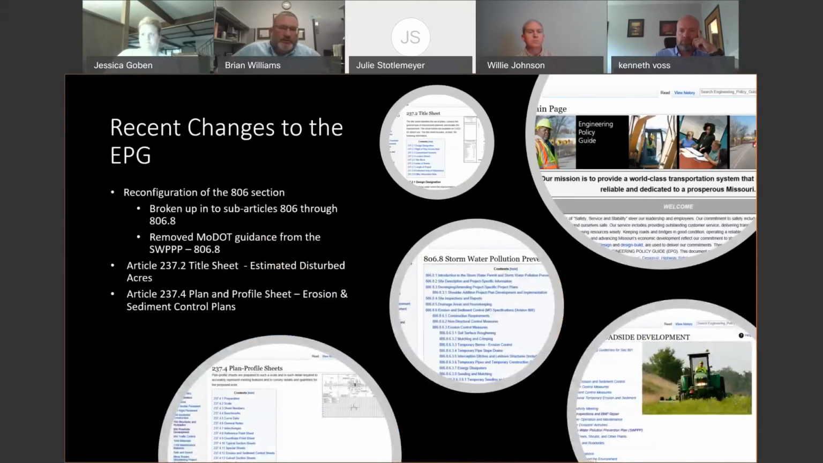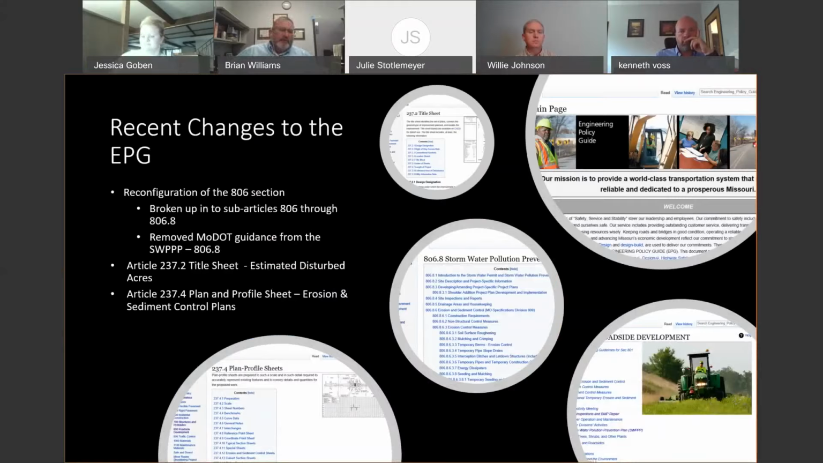So let's switch gears just a little bit and we'll talk about changes to the EPG. When I came out in early January, we talked about the training that we did back then. We talked a little bit about the EPG changes after the consent decree, we talked about reconfiguration of section 806. 806 used to be one big article.